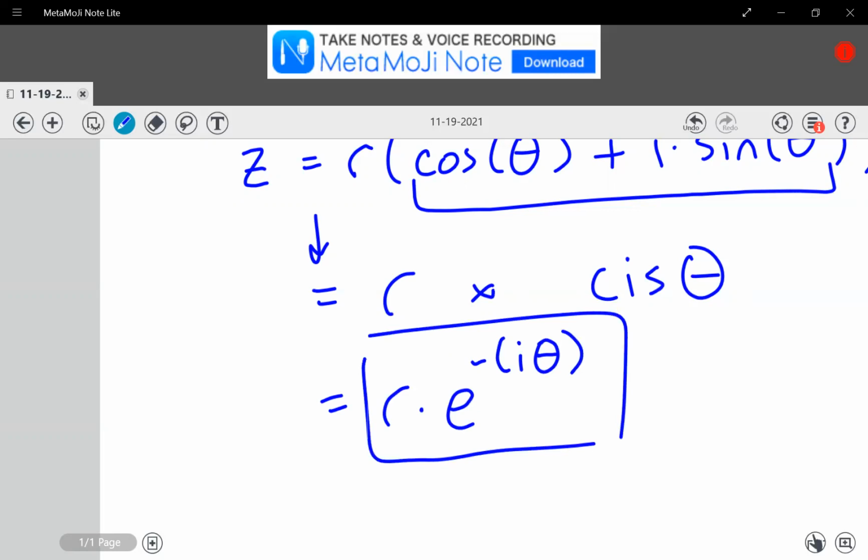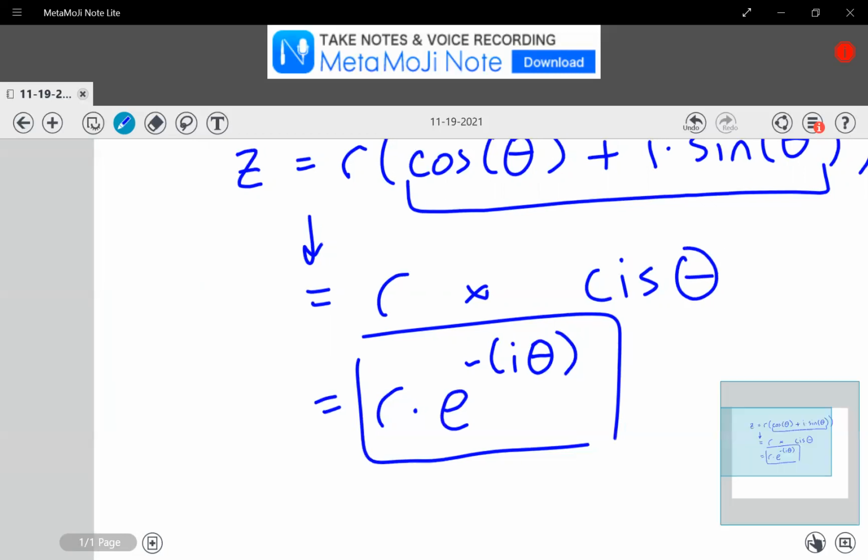So why is Euler's formula important? Well, from Euler's formula, we get this thing called de Moivre's theorem, which I'll explain in a bit, but let's just go over what we can do with Euler's formula, all right?